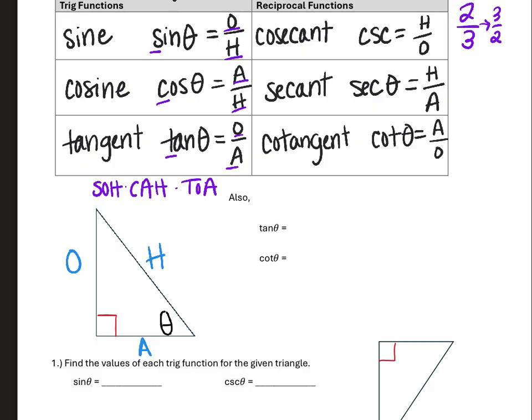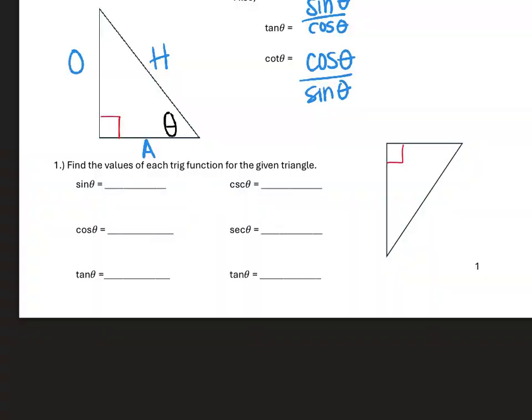Okay, also just know that tangent is the same as sine over cosine. And then cotangent, if we flip that because it's the reciprocal, cotangent is cosine over sine. So those are just a couple of side notes.